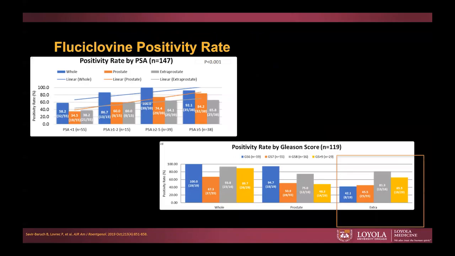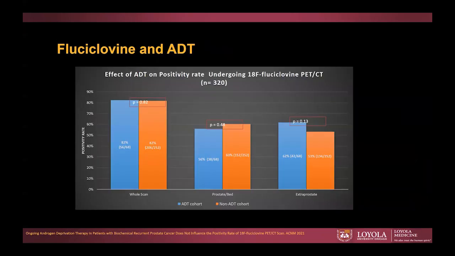So we do know that the positivity rate is linearly proportional to the PSA level. We also know that the higher the Gleason score, the more likely that the patient will present with positive findings within the extraprostatic locations. We also learned that patients that are on hormonal therapy and experiencing biochemical recurrence have the same positivity rate as the population that does not take hormonal therapy, meaning that you can still use it while the patient is on hormonal therapy.